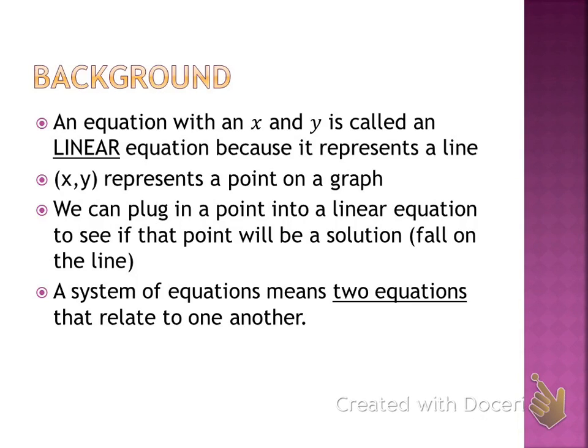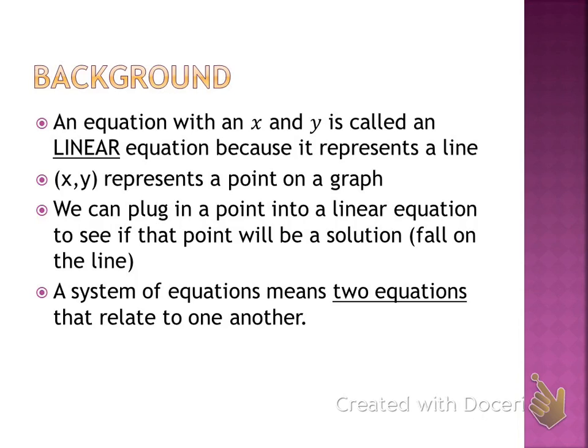So let me give you a little bit of background information. You don't need to write this down. I'm just going to talk through it. An equation with an x and a y is called a linear equation because it makes a line. Anytime you have an x and y, think about your coordinate plane. You have an x-axis and a y-axis. We make a line if I have an equation that has those, okay?